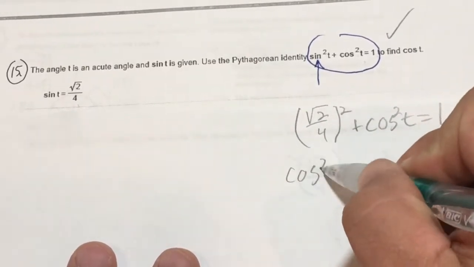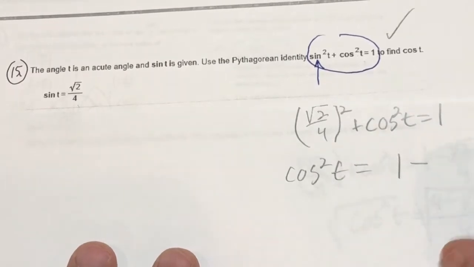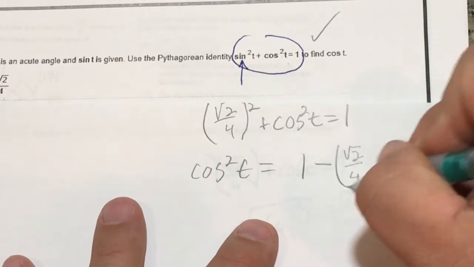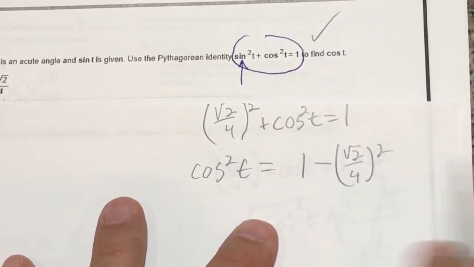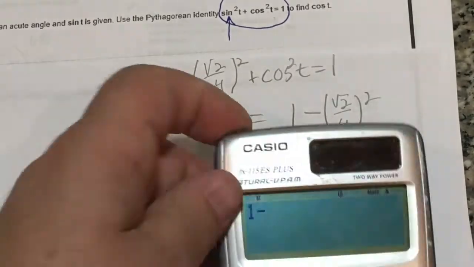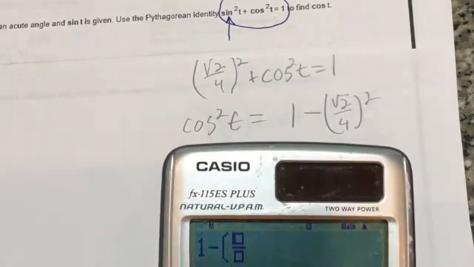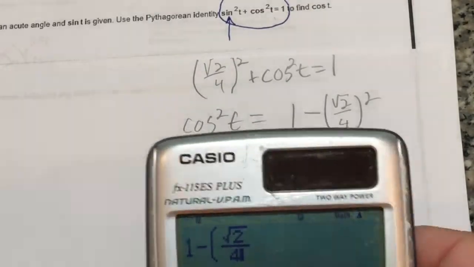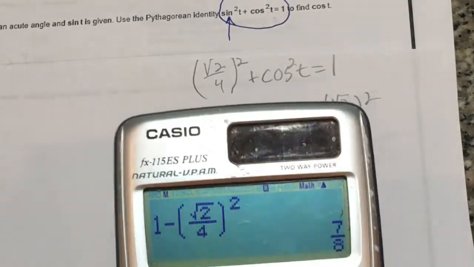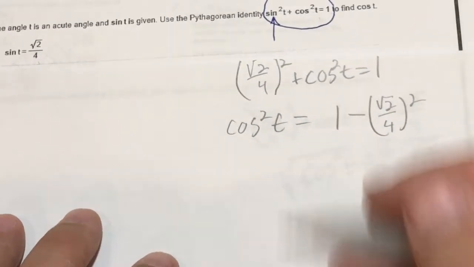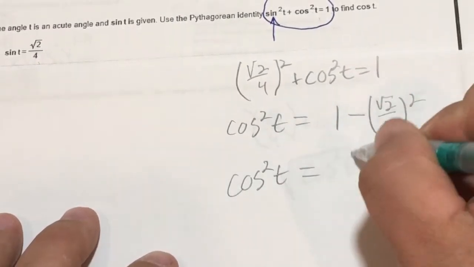So that's going to give me cosine squared t equals 1 minus the square root of 2 over 4 squared. I think I can type that into the calculator. I'm going to type the whole thing into the calculator. Let's see here. 1 minus, parentheses, fraction bar, square root of 2, down arrow, 4, right arrow, close parentheses squared, 7/8. So 1 minus that value equals 7/8. So cosine squared t equals 7/8.